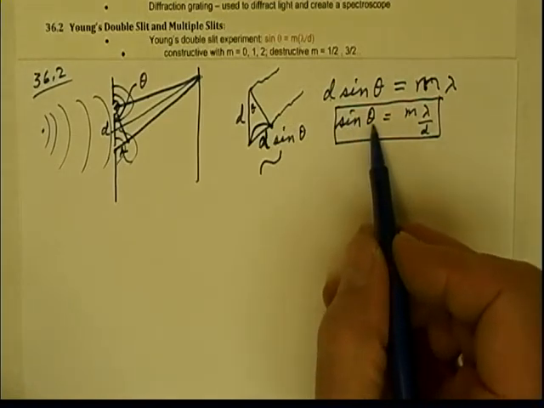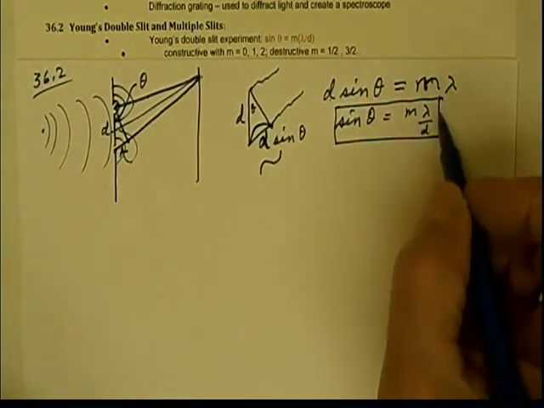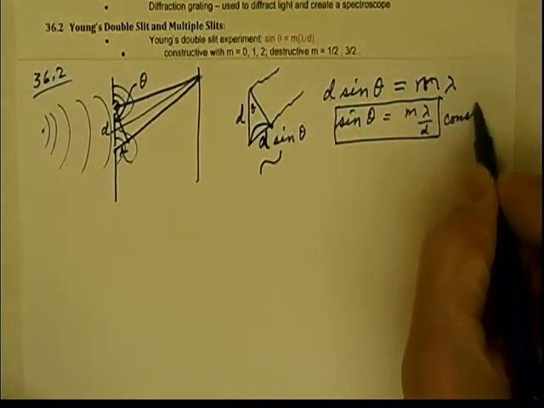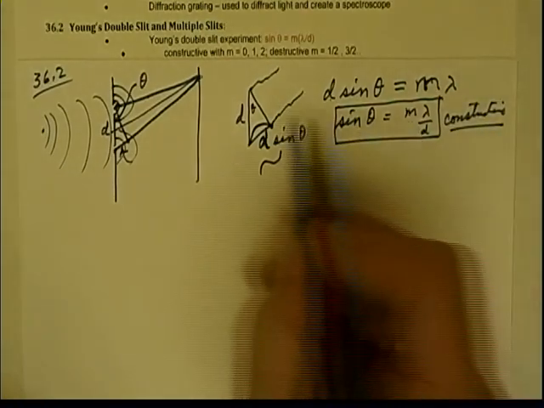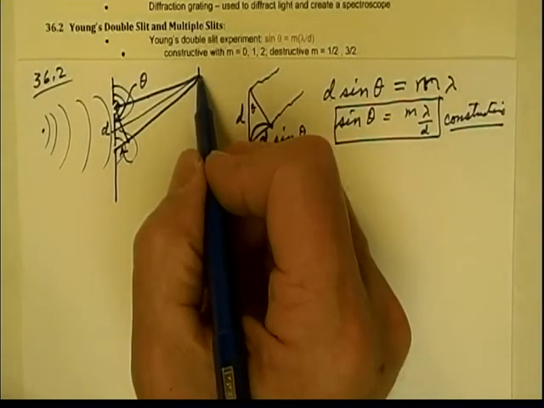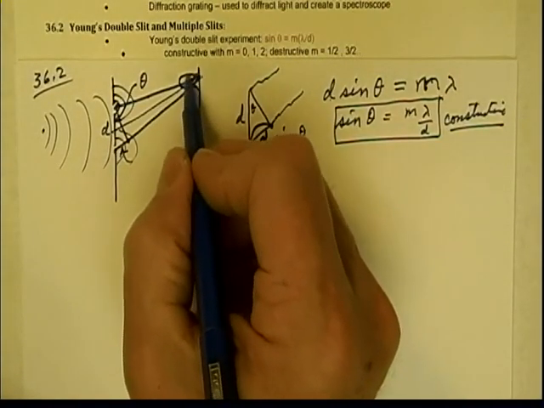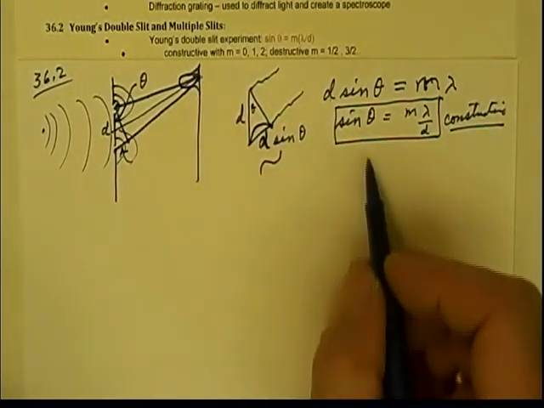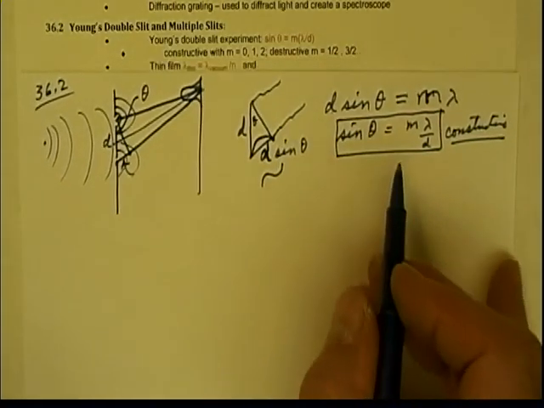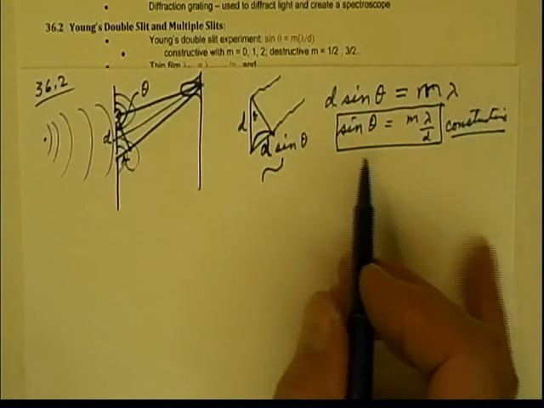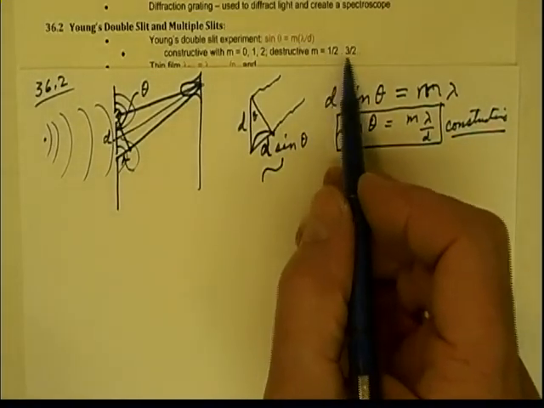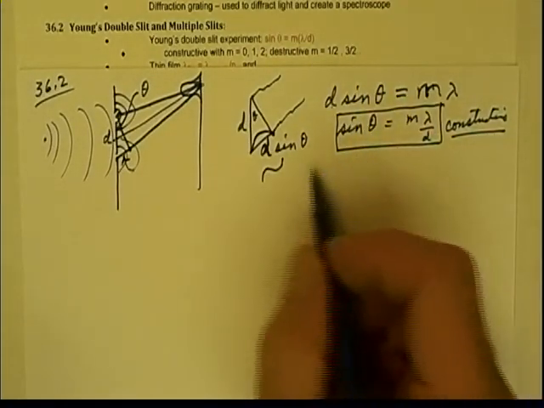And that tells us at what angles we get constructive interference. In other words, we will get bright spots on the screen. So this will be bright. If you look at the amplitude, it would look like this. But at another angle, we get destructive interference. That would be where m is 1/2, 3/2, and so forth.